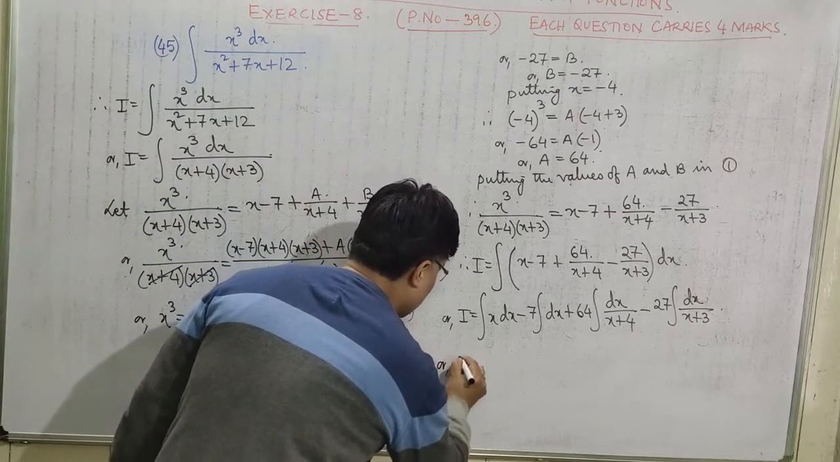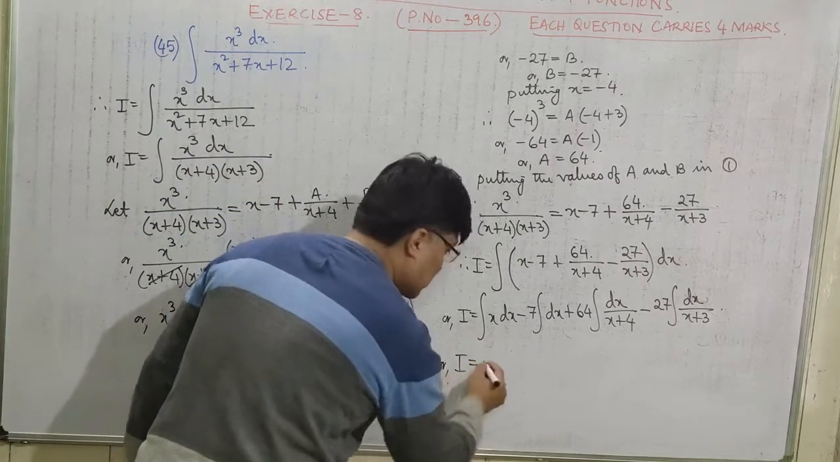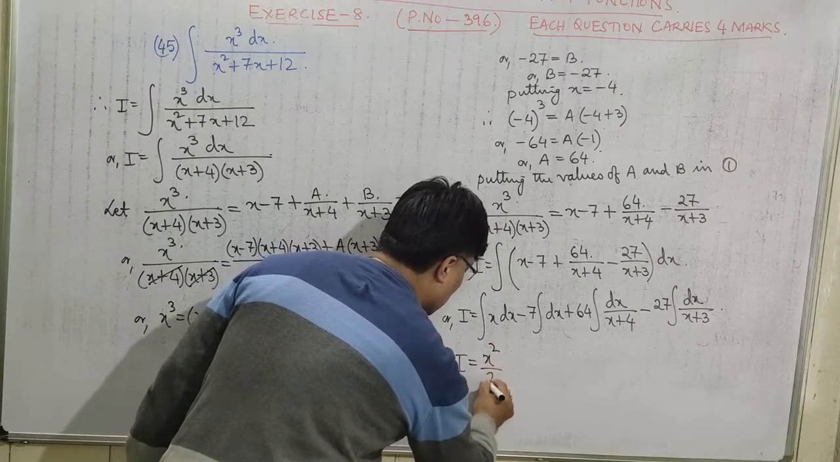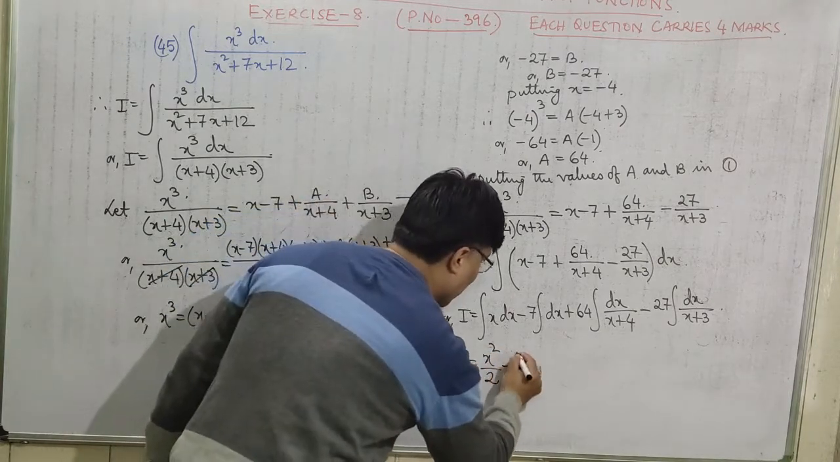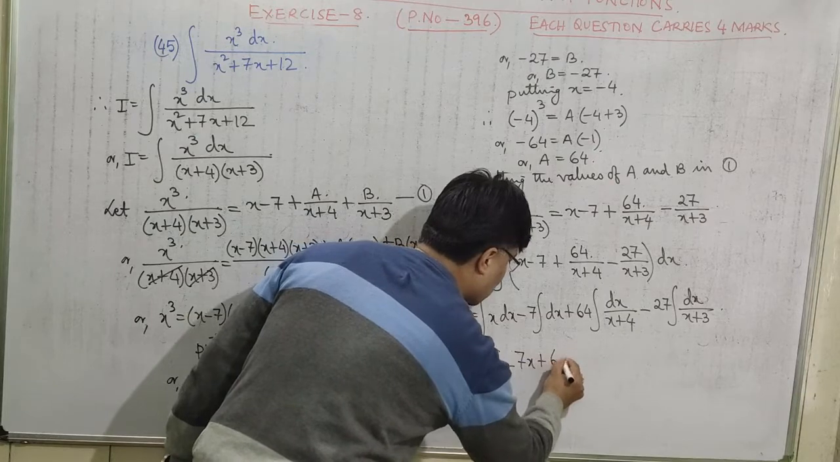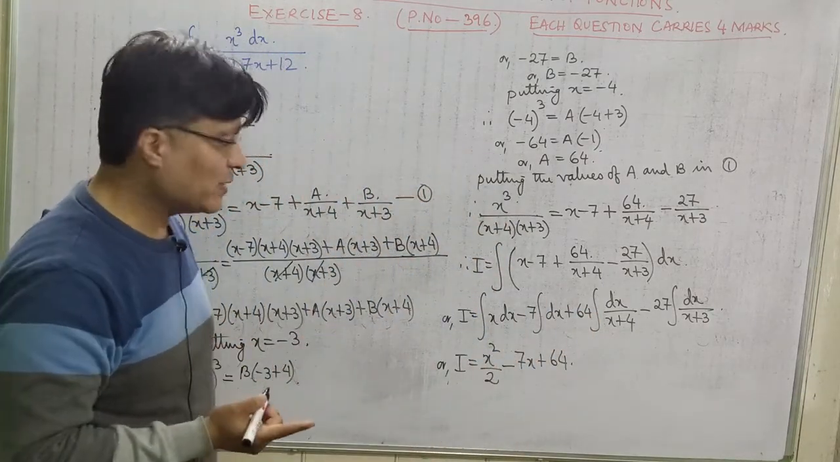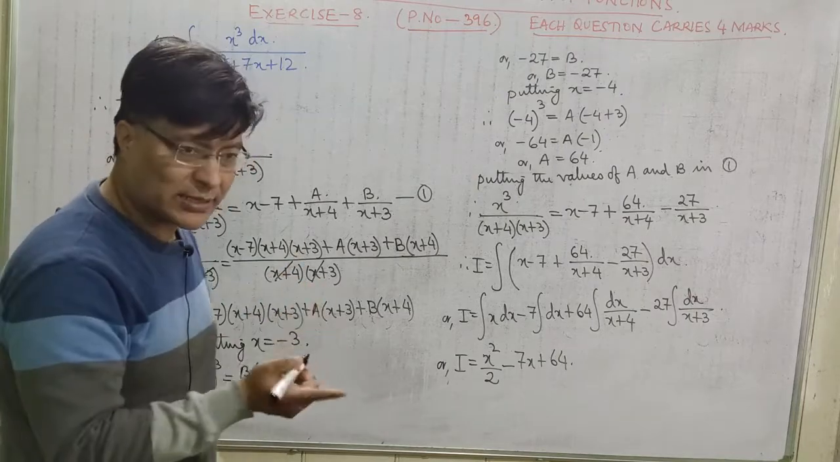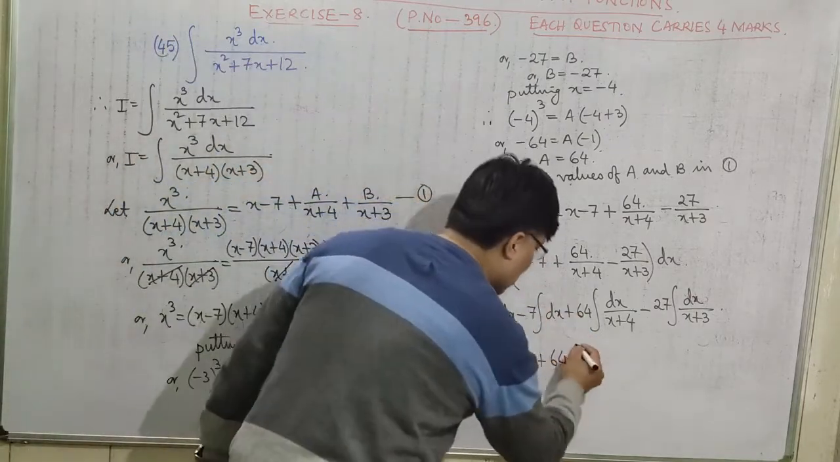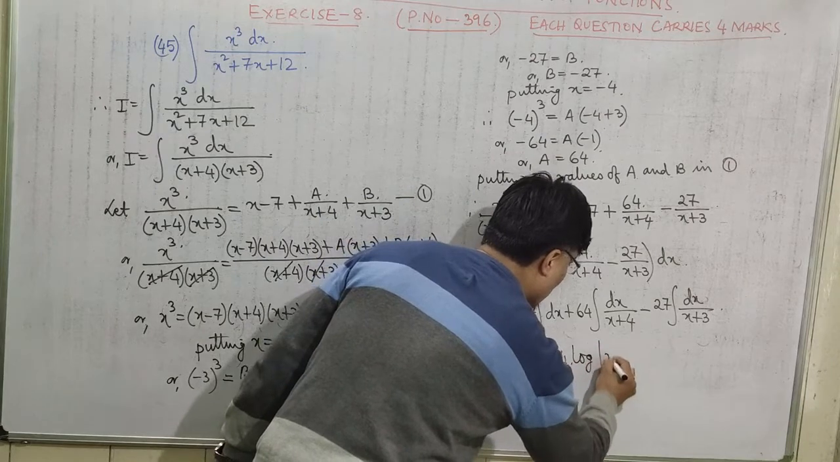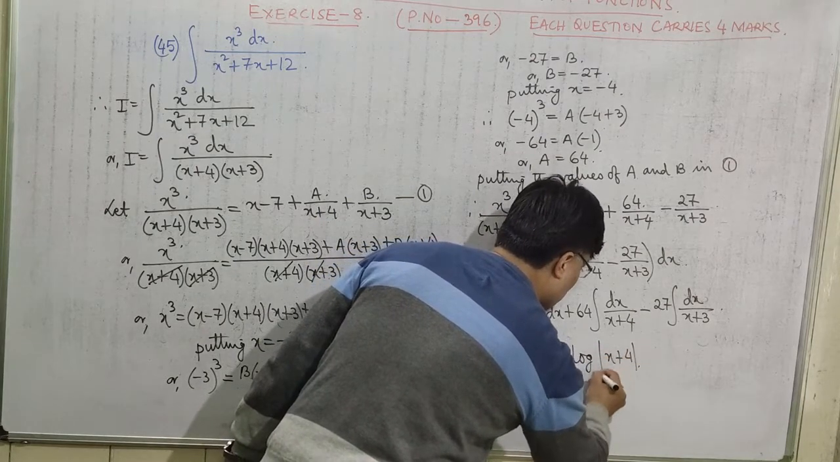So let us evaluate it. What is integration of x? You know this, x square by 2 minus 7x plus 64. You can take it as x in terms of x plus 4. You can take x plus 4 as x. What is integral sign dx by x? It is log x, but here it is log within mod x plus 4, the base is e.